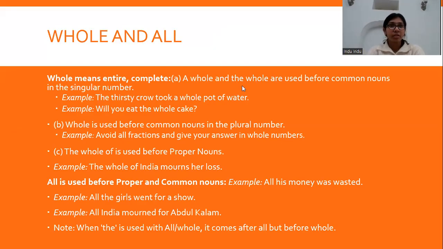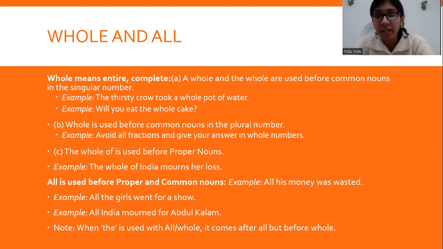And all. Whole means entire, complete. A whole and the whole are used before common nouns in the singular number. The thirsty crow took a whole pot of water. Will you eat the whole cake? So these are common nouns. Whole pot of water. Cake is a common noun and it is singular as well. So the whole is used before a singular common noun. Will you eat the whole cake?